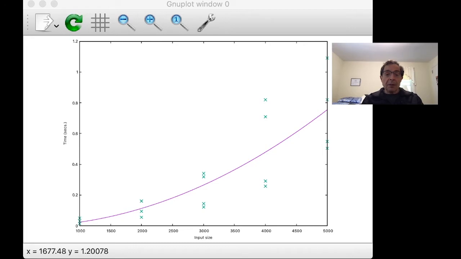And for size 3,000, we get these values. 2 of them are clustered below the line, and 2 of them clustered above the line. And then for 4,000, we get an even more sparse case. But that's what happens in real time in algorithms. So we don't get exactly the same time whenever we run it.